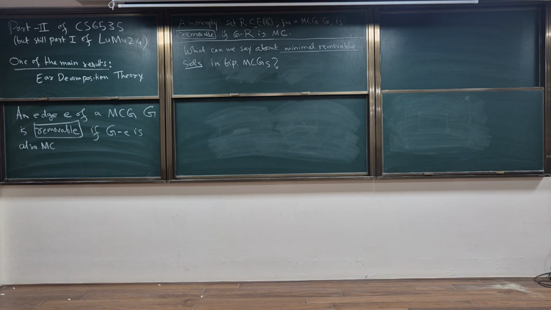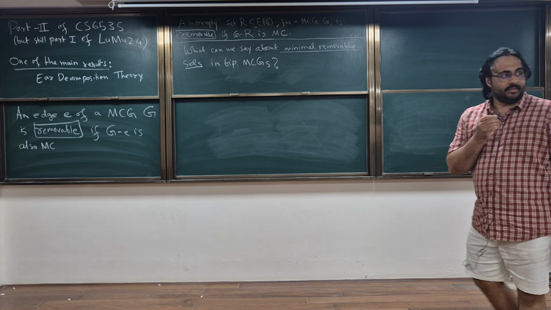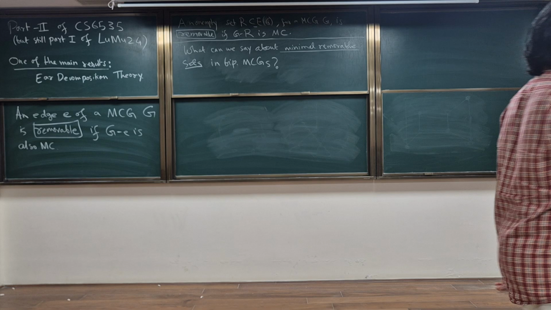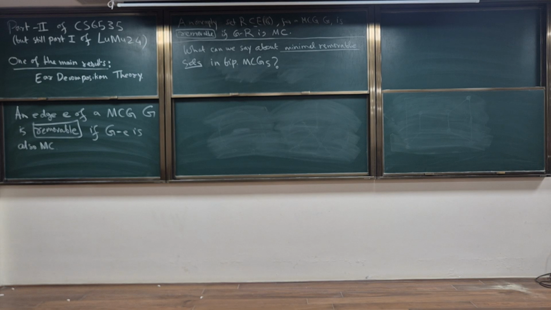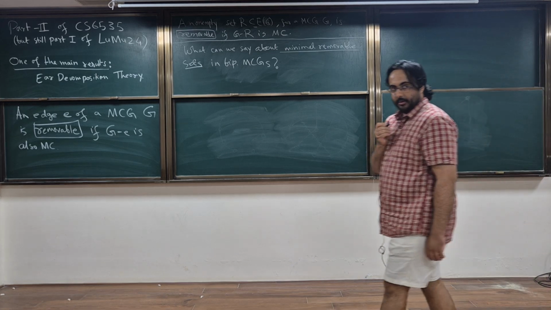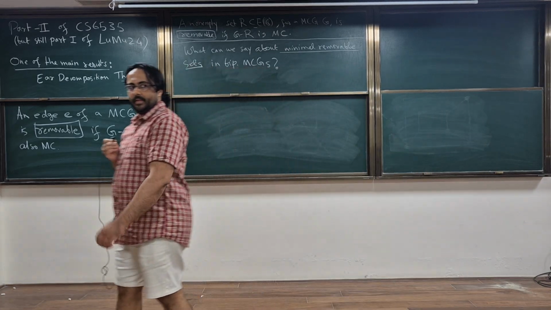So I'll make the question more concrete. How large can the set be? If I tell you I have a bipartite matching covered graph and I have a minimal removable set, can it be large? Can it have 10 edges? Can it have 5 edges? Can it have 2 edges? Stuff like that. And think about all the characterizations of bipartite matching covered graphs that you already know. The answer lies in there.